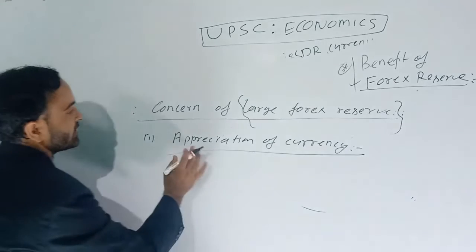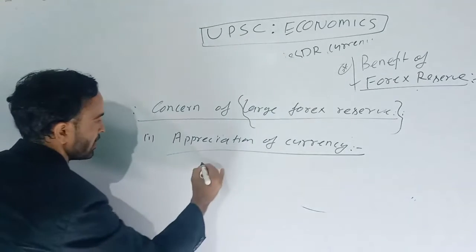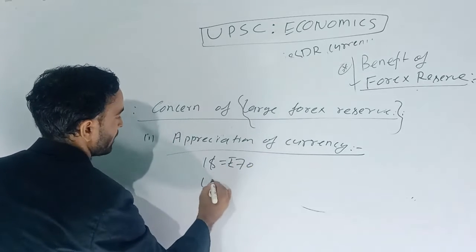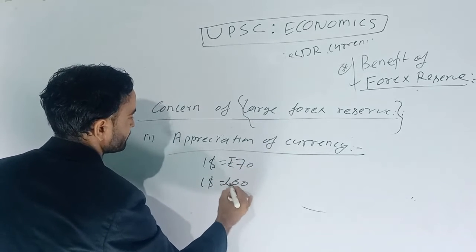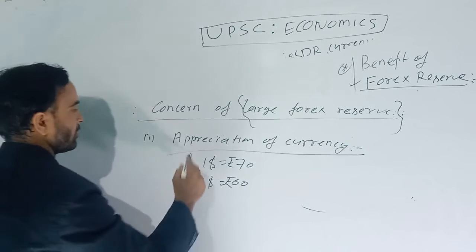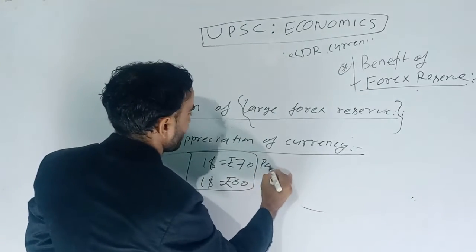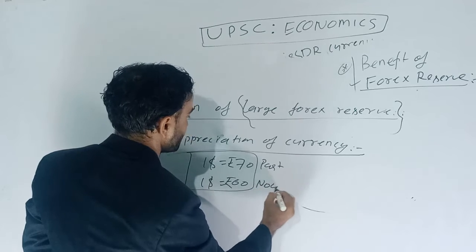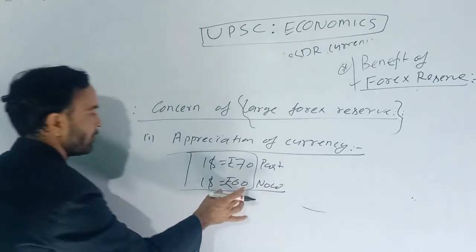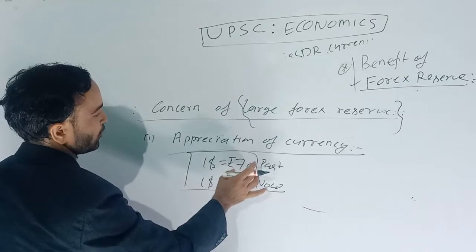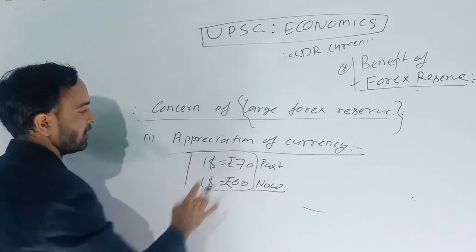Got my point? Here it is appreciation of currency. It means earlier for $1 I had to pay 70 rupees. Now I have to pay only 60 rupees. Got my point? This is the appreciation. It is a past story and now the present. Now you only have to give 60 rupees for getting $1. Earlier I had to pay 70 rupees for getting $1.